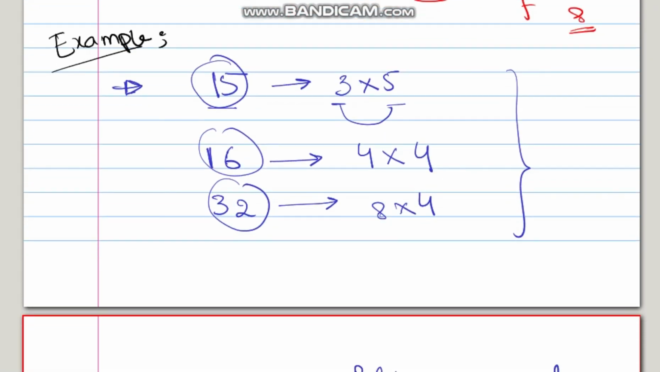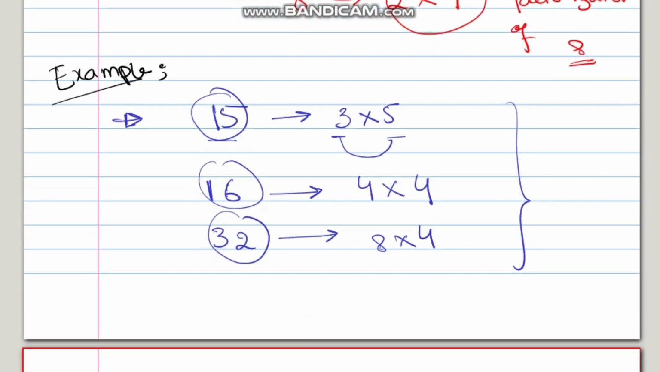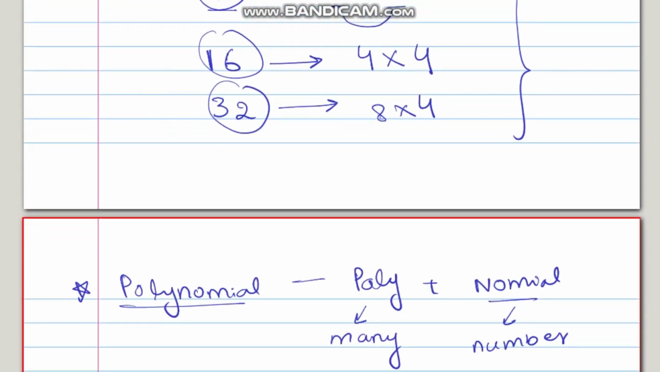First we have studied the factorization of a simple number. Like 15 here is a simple number, and the factorization of 15 will be 3 cross 5. Similarly, the factorization of 16 is 4 cross 4, and the factorization of 32 is 8 cross 4. This is the methodology.